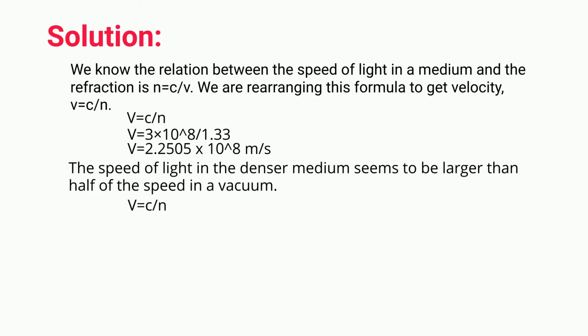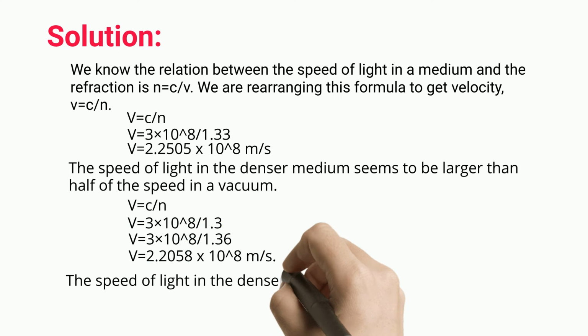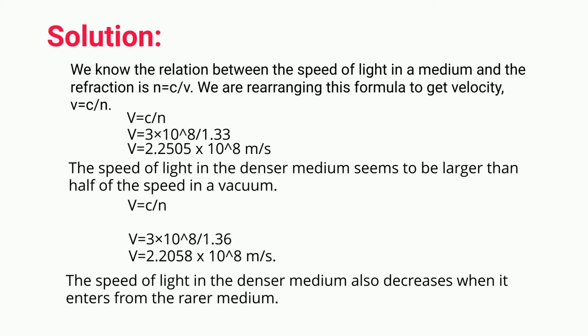v equals c/n. v equals 3 x 10^8/1.36. v equals 2.2058 x 10^8 m/s. The speed of light in the denser medium also decreases when it enters from the rarer medium.